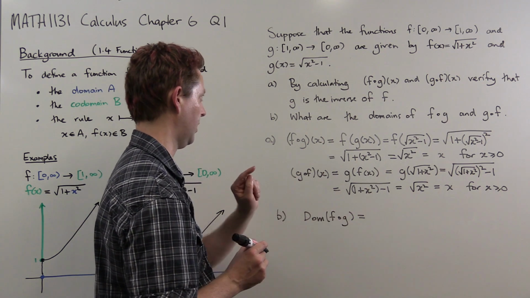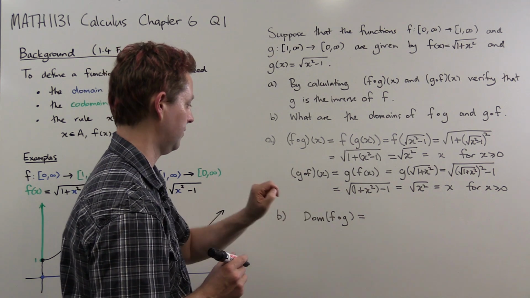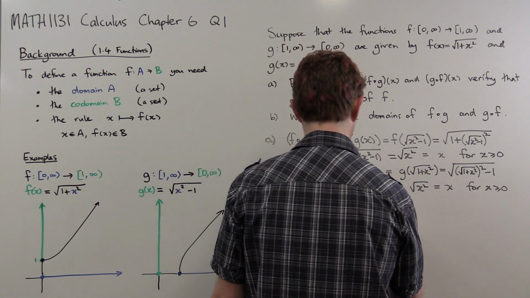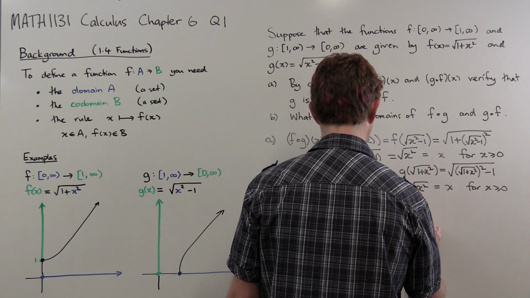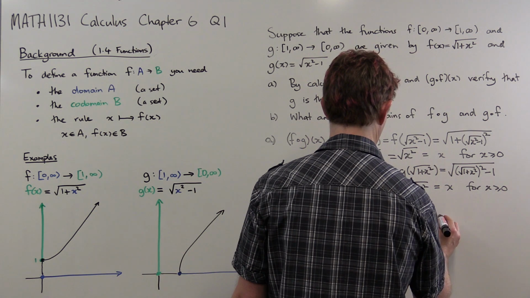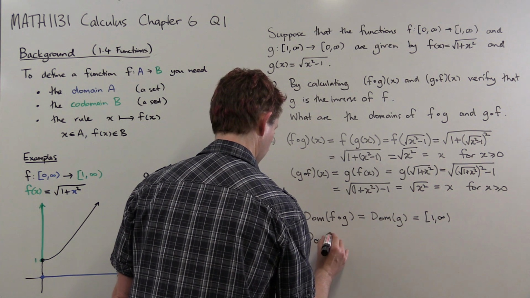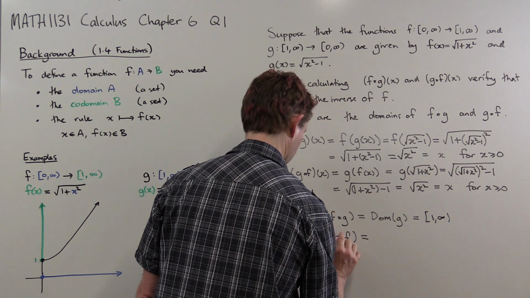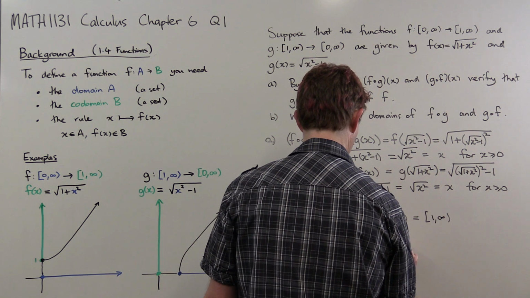And because we're applying g first, we must only put in values that g allows, in other words, the domain of g, which is the interval from 1 to infinity, including 1. And the other way around, the domain of g of f is just the domain of f.